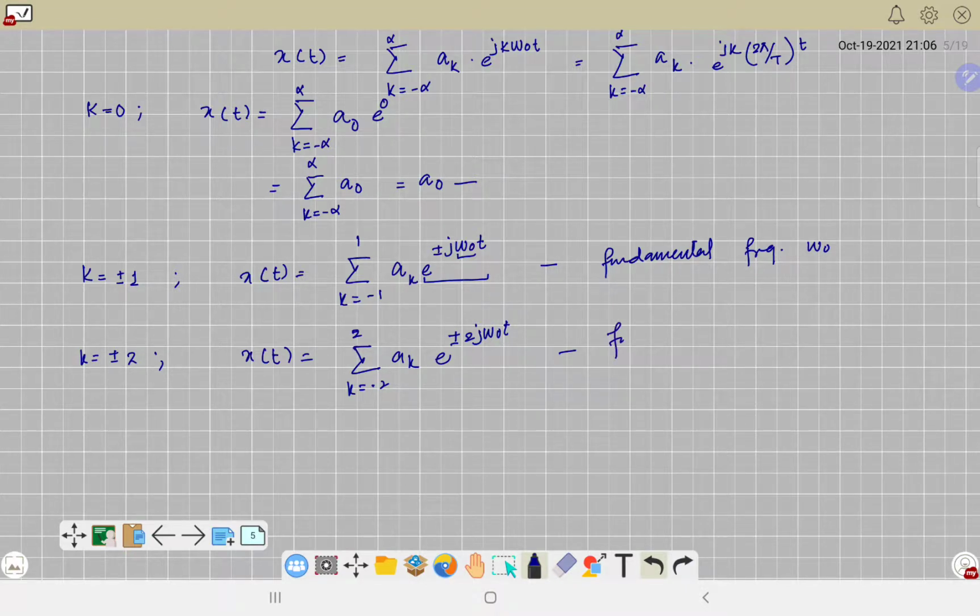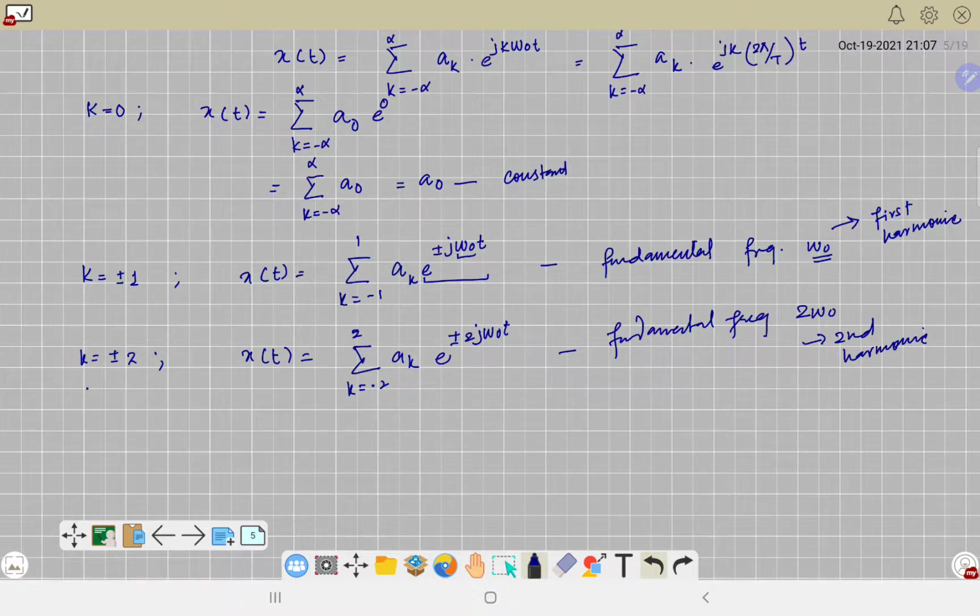So this will again be an exponential, but this time around the fundamental frequency will be twice omega naught, right? So a0 is a constant term. Corresponding to k equal to plus minus 1, we have what's known as the first harmonic, with the fundamental frequency omega naught. For k equal to plus minus 2, we will have what's known as the second harmonic.